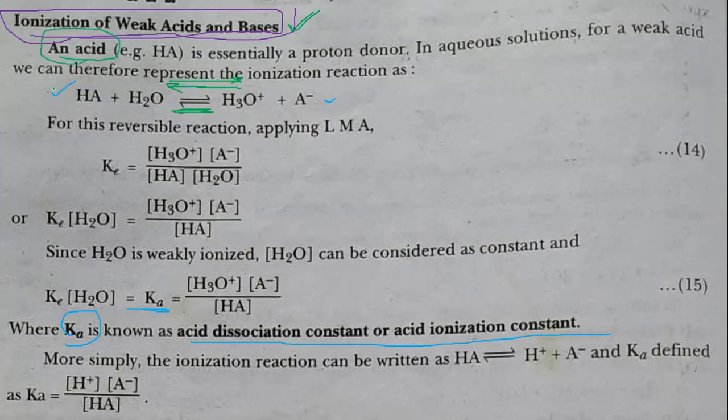HA is considered as the general weak acid. In water it forms a hydronium ion, H3O plus, and A minus ion. By applying the law of mass action, the product of concentrations of these two species goes in the numerator, and the concentration of the reactant species goes in the denominator. That is equal to K.